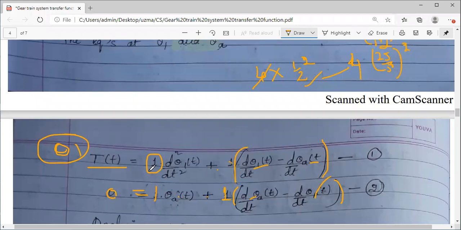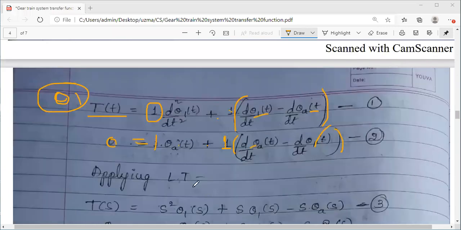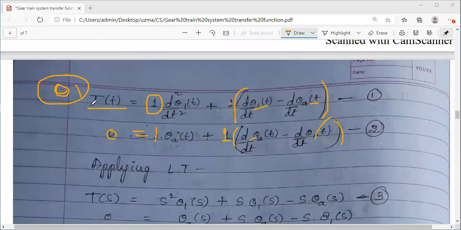Now what we need to do is find the transfer function. What are the steps? Try to recall. First thing, for the given system, we will write the equations. After writing the equations, can anybody tell me what the next step is? What should I do? So the next step, once we have written the equations, is to apply the Laplace transform. Apply the Laplace transform for the first equation.